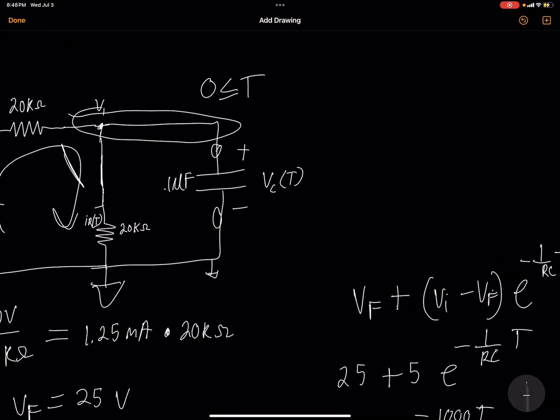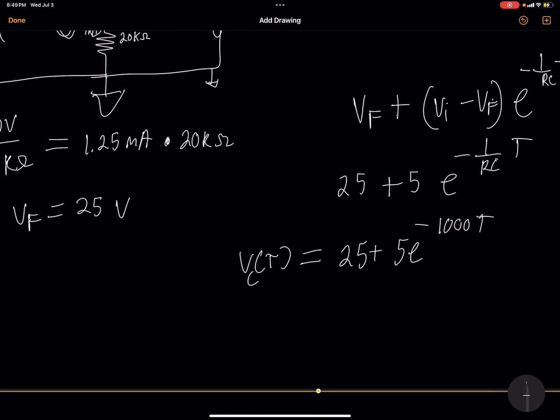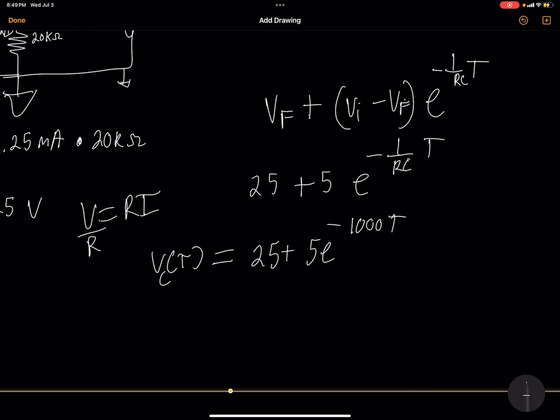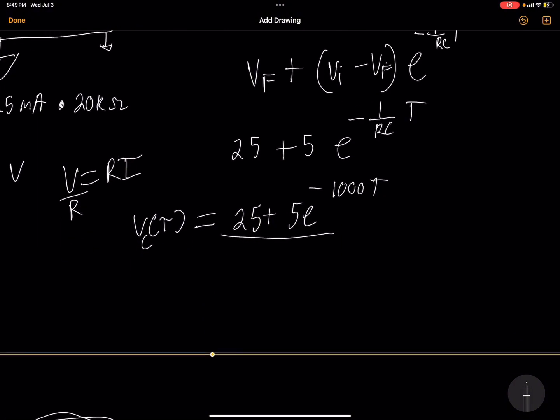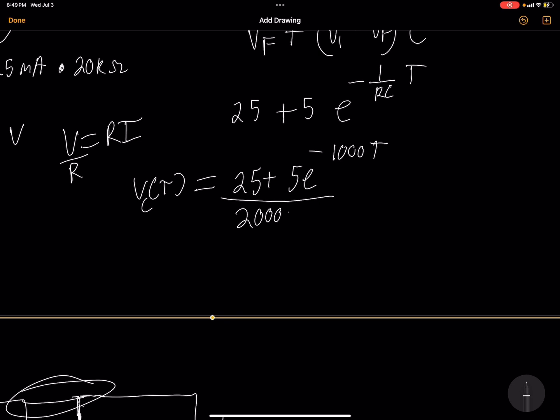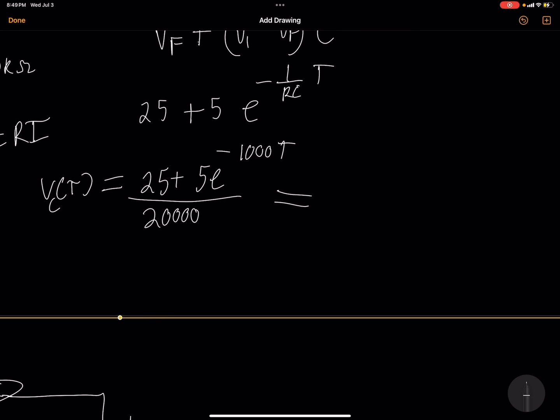And if you want to find the current for the resistor, well, what do we know about current? Current is equal to the voltage divided by the resistance of that resistor, and we get the current for the resistor. So divide this all by 20,000, or you could write 20K, whatever you want. And that becomes the current across the resistor as a function of time. And there you go. That is that.